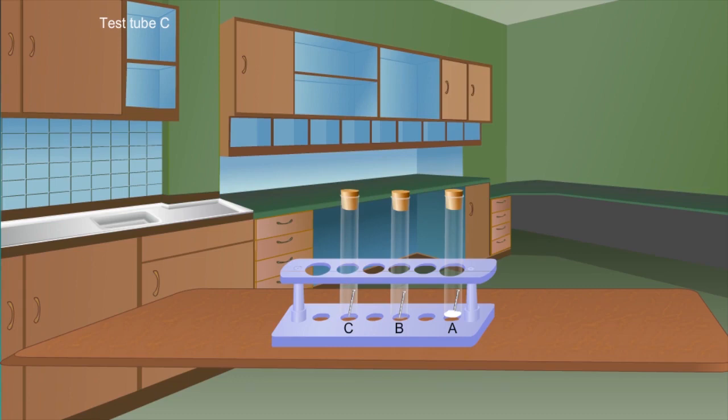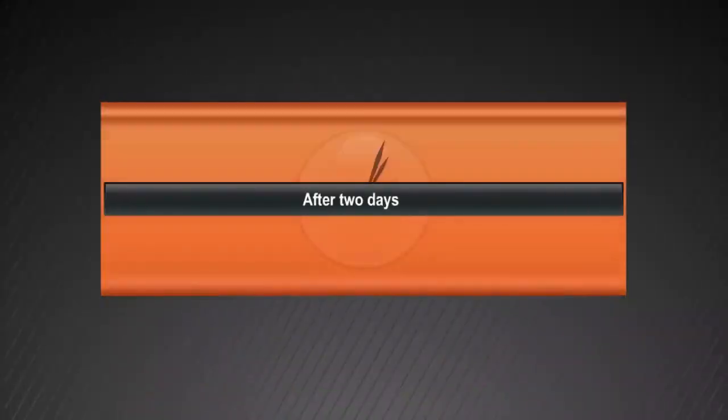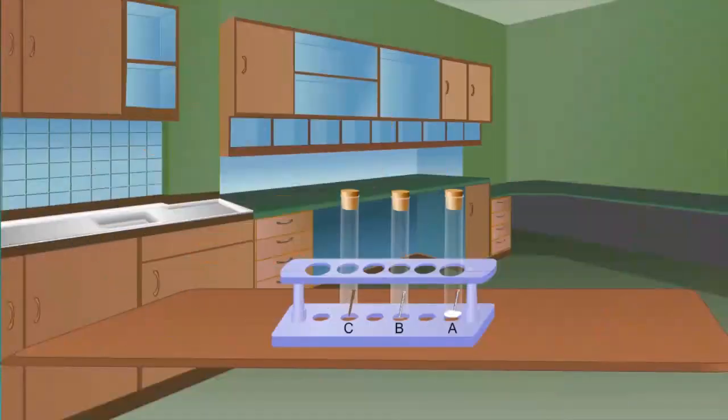So we have 3 test tubes, one without water, one without air, and one with tap water. You will observe that the nails in test tube A and test tube B do not rust. Thus, we can conclude that dry air and only water do not promote rusting. Now observe the test tube C. You find that the nail in the tube has started rusting. Thus, we can conclude that air as well as moisture together promote rusting.